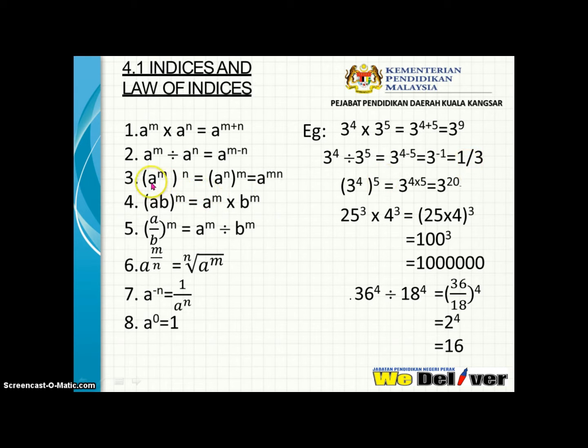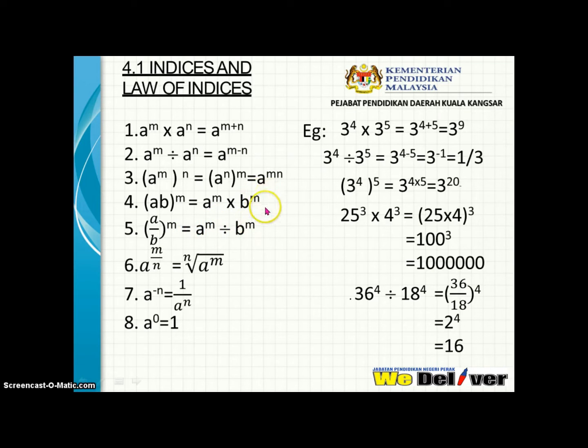Okay, number 3, a to the power of m, to the power of n, again equals a to the power of m times n. So example, 3 to the power of 4, to the power of 5 equals 3 to the power of 4 times 5, equals 3 to the power of 20. Number 4, ab to the power of m we can explain as a to the power of m times b to the power of m. And number 5, a per b to the power of m equals a to the power of m divided by b to the power of m.